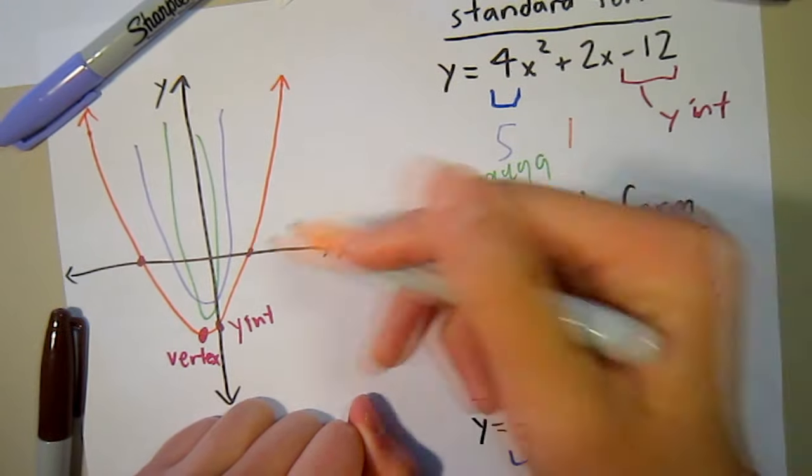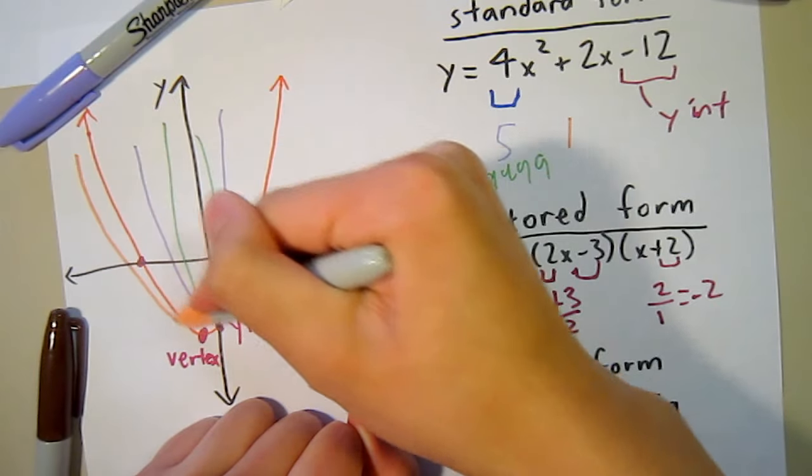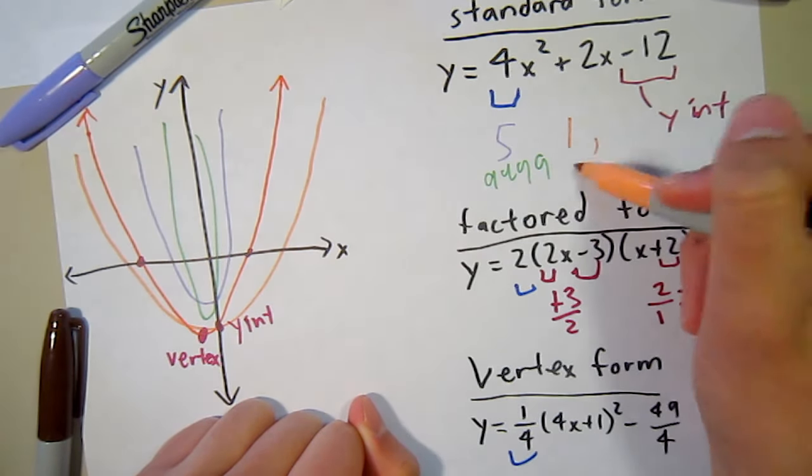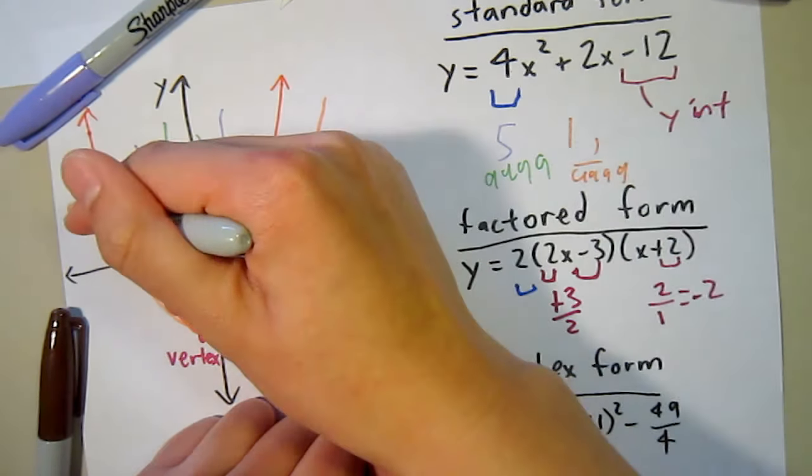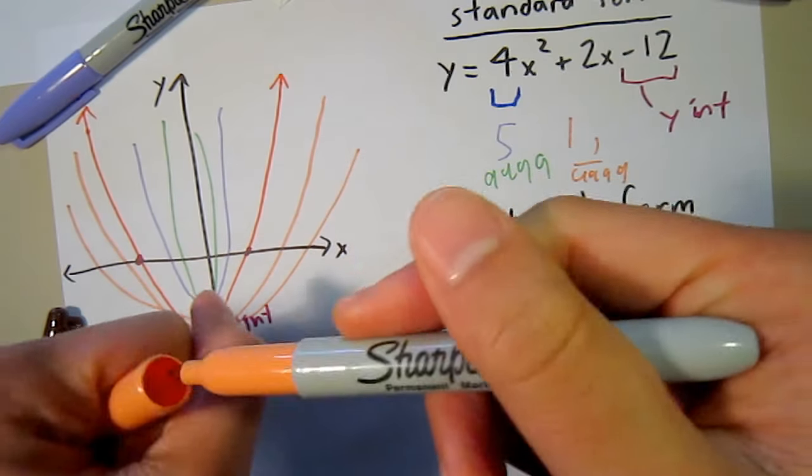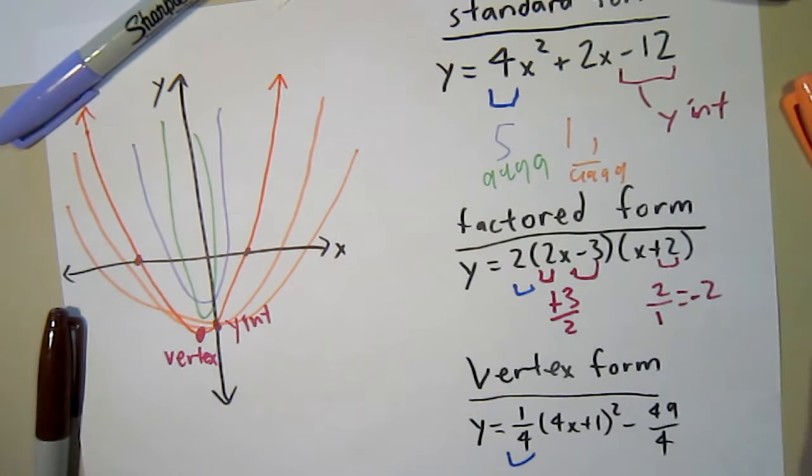If I replace it with a smaller number, let's say 1, it'll be fatter. If I replace it with an even smaller number, like 111 over 99999, it'll be super fat. You know, the parabola is so fat, it must eat a lot of McDonald's, you know.